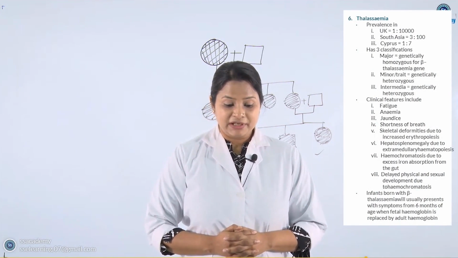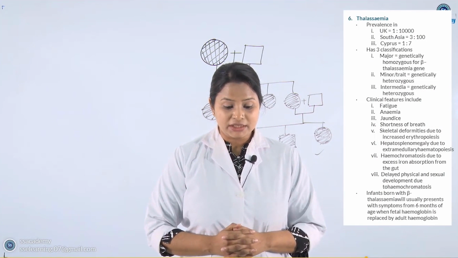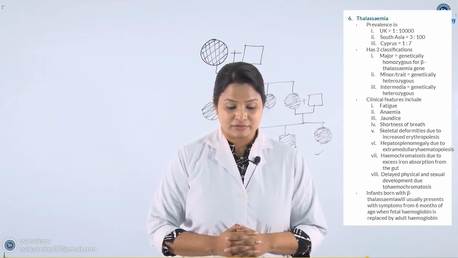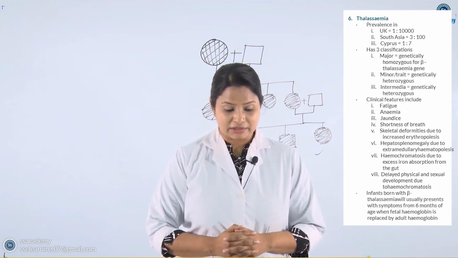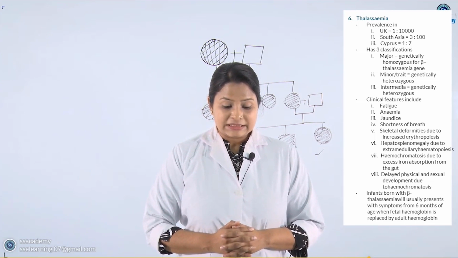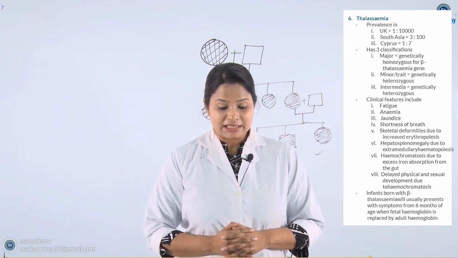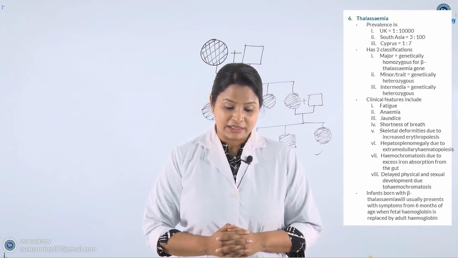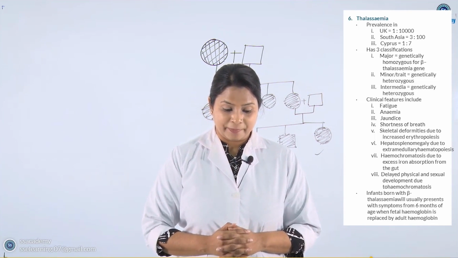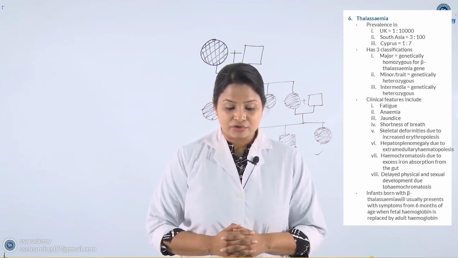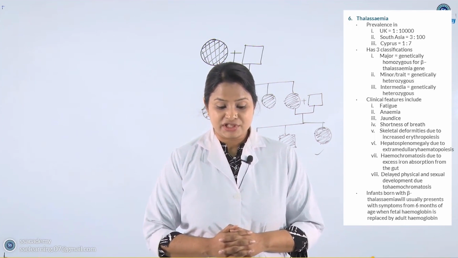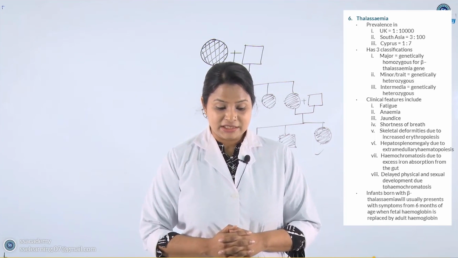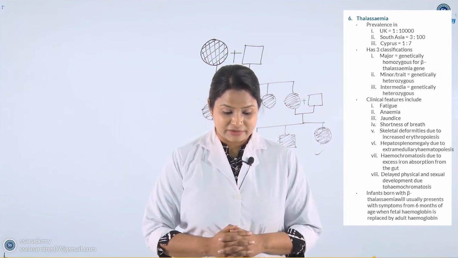Now in the UK, the prevalence of thalassemia is 1:10,000. Mark and circle the words UK prevalence 1:10,000. It has 3 classifications: thalassemia major, thalassemia minor and thalassemia intermedia. So circle the word major, due to homozygous for the beta thalassemia gene; minor is genetically heterozygous, and intermedia is genetically heterozygous.